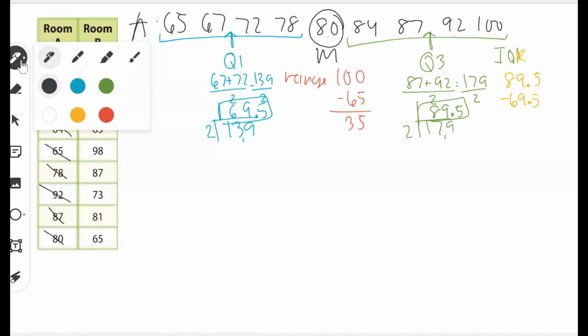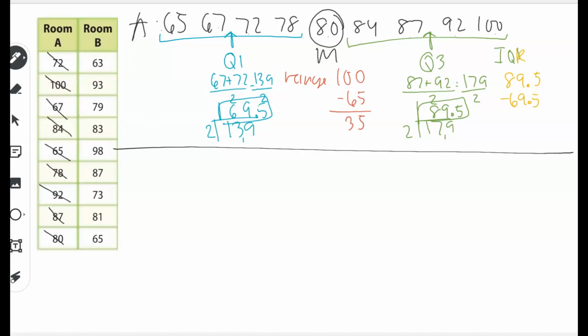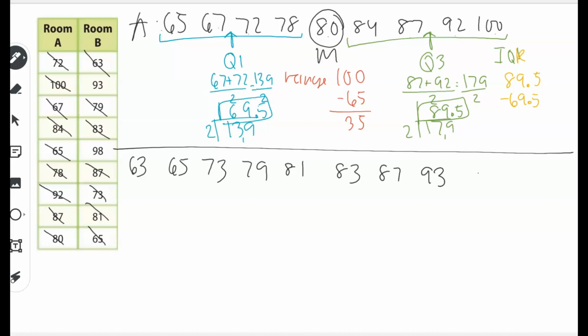We're going to move on to the second classroom, so I'll draw a line in between, and we'll put these in order as well. And I'll start with, there's a 63, and then there's a 65. I don't have any others in the 60s, so I have 73 and 79. Then I have 81 and 83, 87, and then I have 93 and 98.